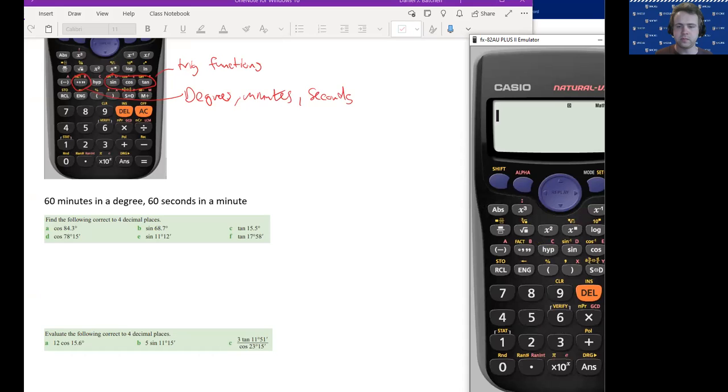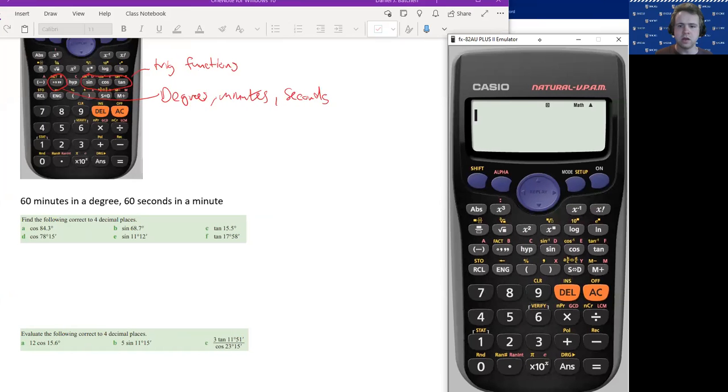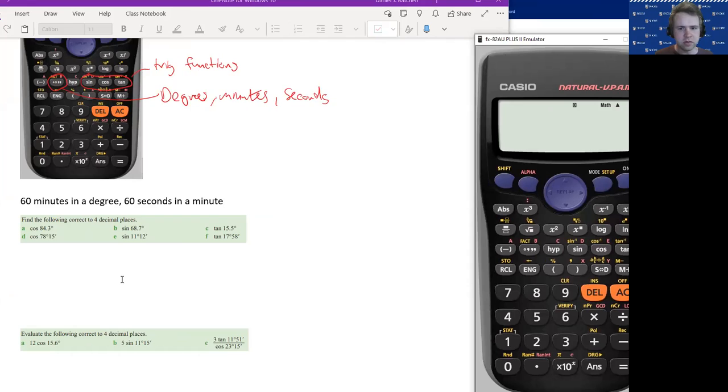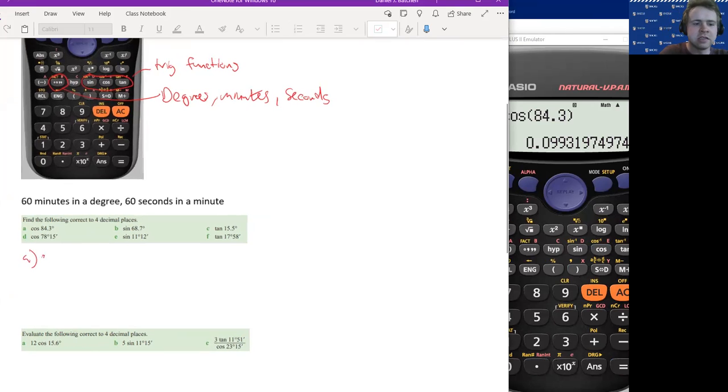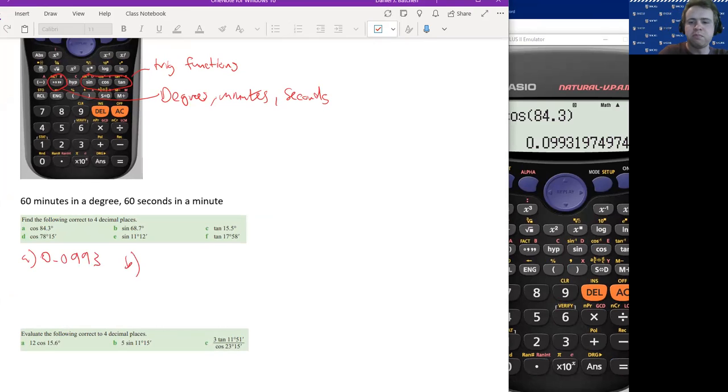So I've got my calculator here. All I've got to do is press cos, and then 84.3. I don't have to write degrees if that's all it is. I can close my bracket and then press equals. And there we have it. We're going to convert it into 4 decimal places, so it's going to be 0.0993.